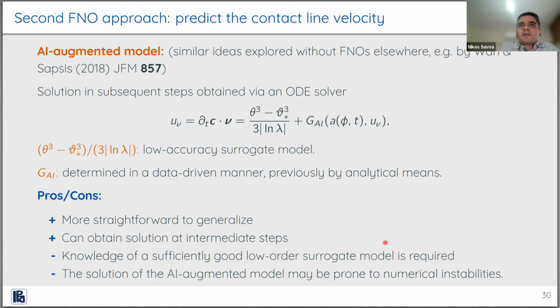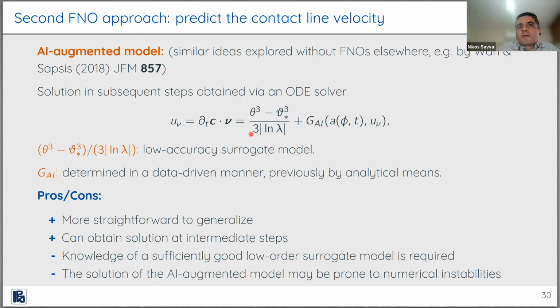What we would do here is basically we have the contact line velocity on the left-hand side. We add the inaccurate model that was done in the 80s, as I said before, and we augment this model with an AI part. So this is a superposition of a low accuracy model and an AI-driven model. Of course, you can replace the low accuracy surrogate model with, for example, a low resolution simulation. This could also be acceptable, provided that you modify this method appropriately.